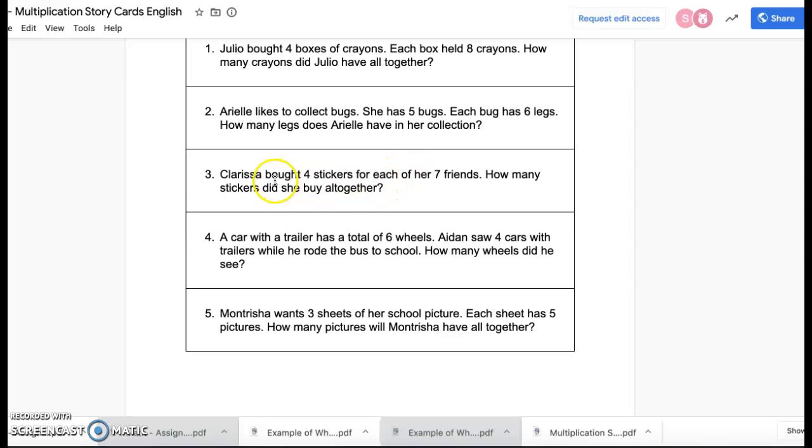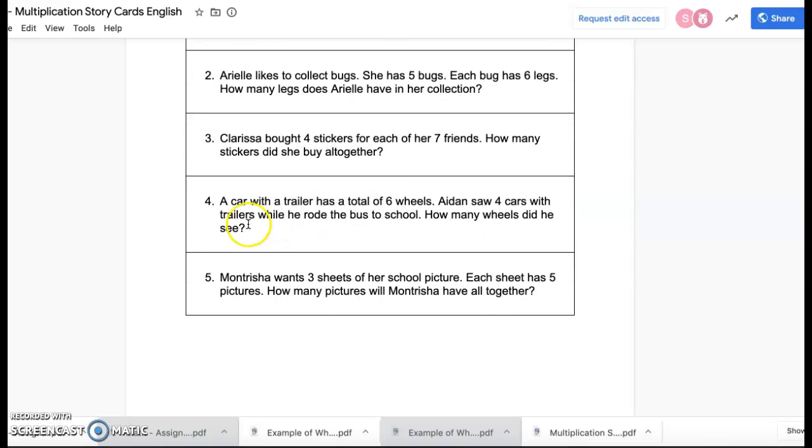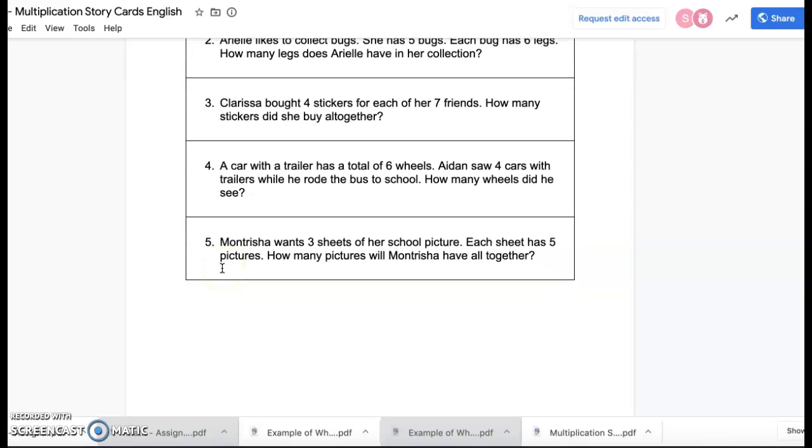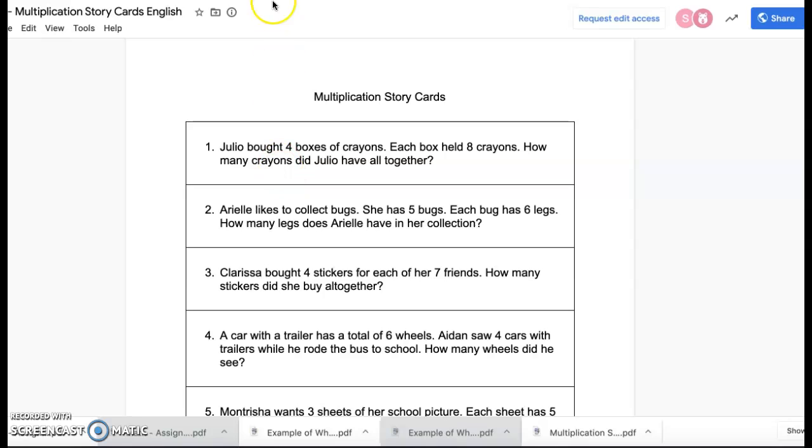Number 3, Clarissa bought 4 stickers for each of her 7 friends. How many stickers did she buy altogether? Number 4, a car with a trailer has a total of 6 wheels. Aiden saw 4 cars with trailers while he rode the bus to school. How many wheels did he see? And number 5, Montrisha wants 3 sheets of her school picture. Each sheet has 5 pictures. How many pictures will Montrisha have altogether? So those are the actual story problems.